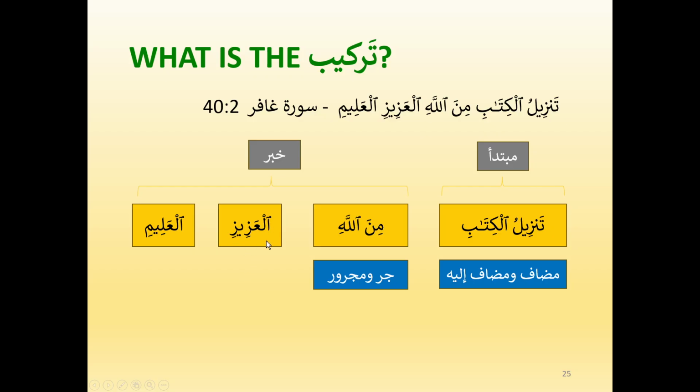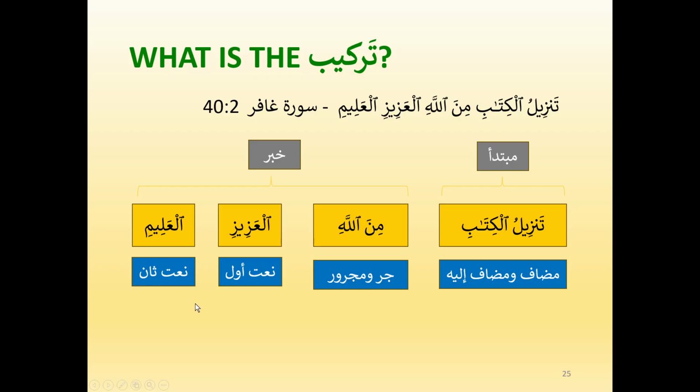What is it describing? Describing Allah. Yes, the word Allah, Lafzu Allah. So it's Al-Azizi. Is it Sifa? Yes, it is the Sifa, or the Na'tun. Yes, that's right, Sister Nada. So this is Na'tun Awal, the first Sifa, and this is Na'tun Sani, the second Sifa. This is how we would say.